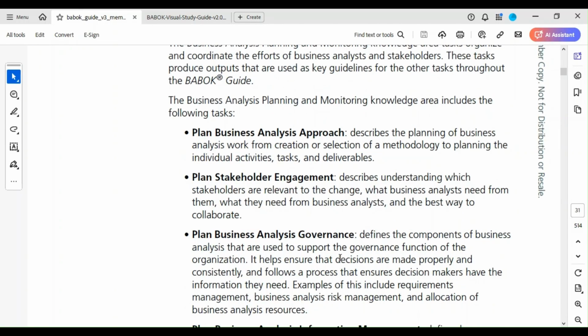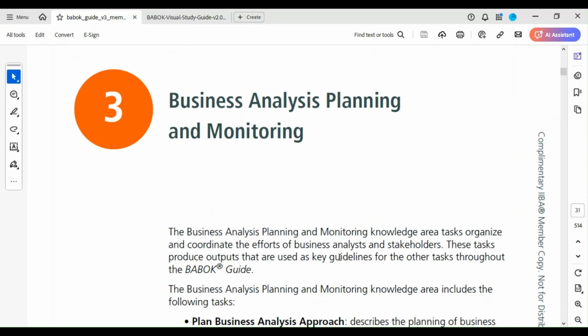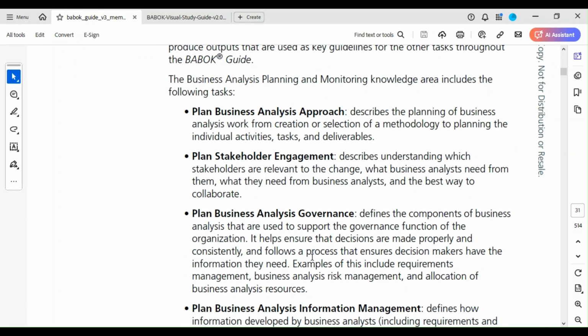So just like I said, this is the stage where you plan everything about the project, how you are going to go about it, how you are going to monitor, how you are going to put control in check. So let's go. Plan business analysis approach describes the planning of business analysis work from creation or selection of a methodology to planning the individual activities, tasks, and deliverables. So you're not only planning the methodology or the approach you want to take here, you're also planning your tasks, your individual activities, and your deliverables.